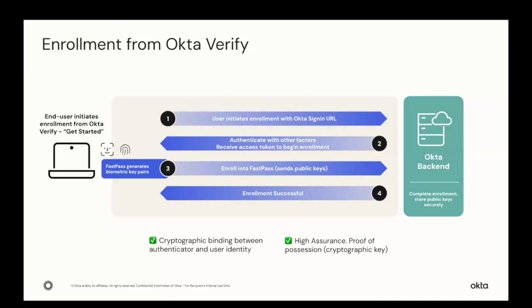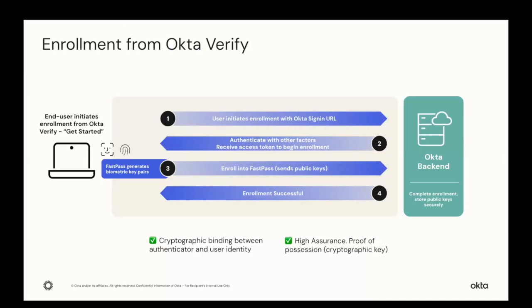Now, on the back end, FastPass creates a cryptographic key pair. It stores the private key securely in the device's TPM, and then it sends the public keys to the Okta backend. Okta's backend stores this information and the public key to complete the enrollment. Now, let's see how this addresses or satisfies some of the NIST guidelines that we mentioned earlier.